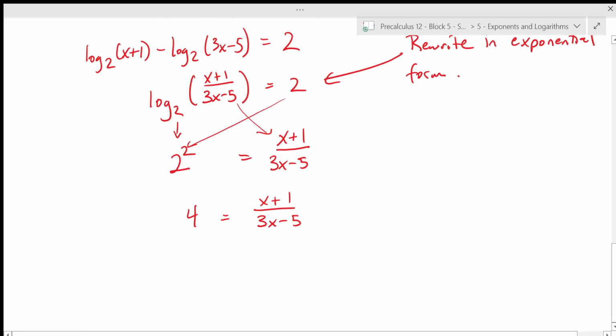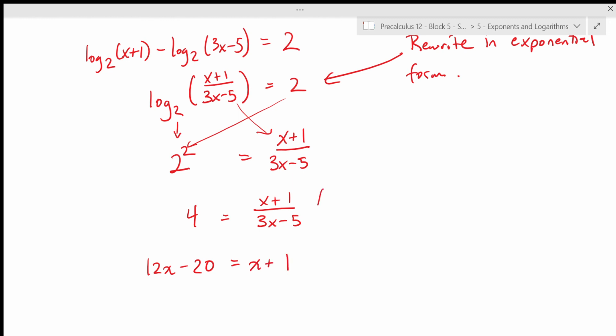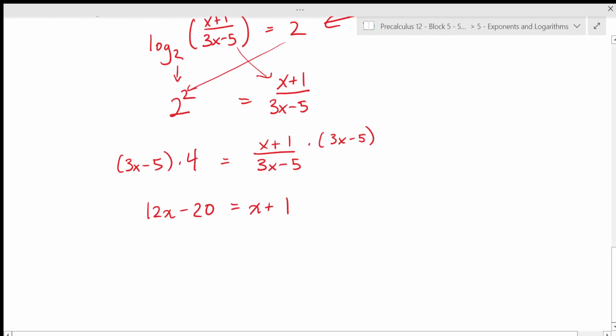Noting that x cannot be 5/3, we're going to multiply both sides by 3x minus 5. So that gives us 12x minus 20 equals x plus 1. Multiplying here by 3x minus 5, for those of you who don't like the algebraic steps skipped quite so much. And there we go, expanding brackets. So now we're going to subtract and add to both sides. We get 11x equals 21. And dividing both sides, we get x equals 21 over 11.